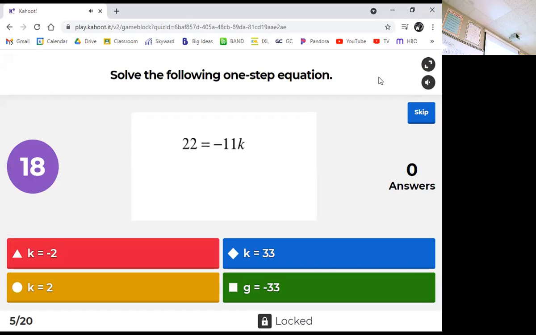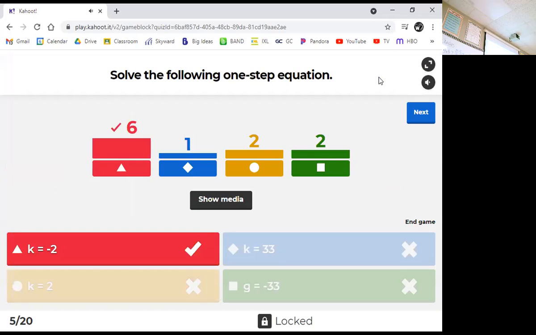22 equals negative 11k. I got to get rid of the negative 11, but not by putting a plus 11. That's not what I want to do. That negative 11 is being multiplied to the k. You will have to divide. So if you can tell me what 22 divided by negative 11 is, which is negative 2, you'll get the right answer.